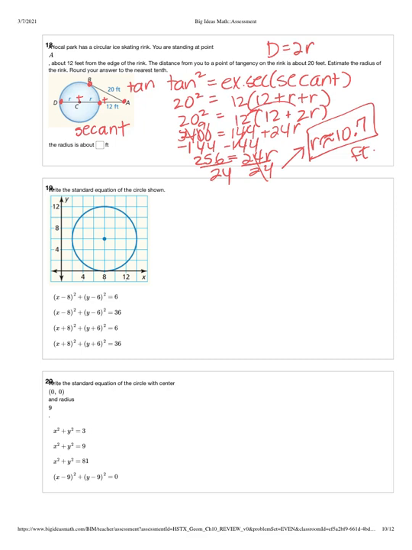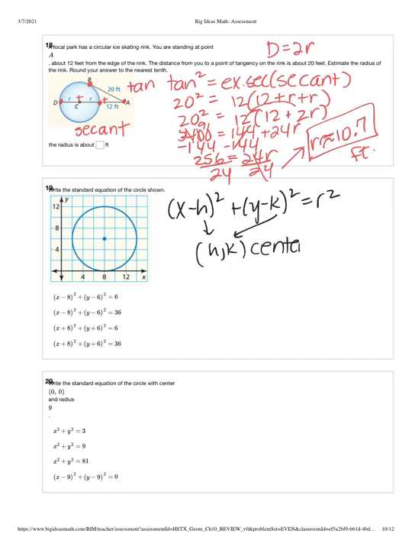Okay, next one. Write the standard equation of the circle shown. All right, so what's our equation? Here it is again. Remember h and k give you your center of the circle. r is the radius.